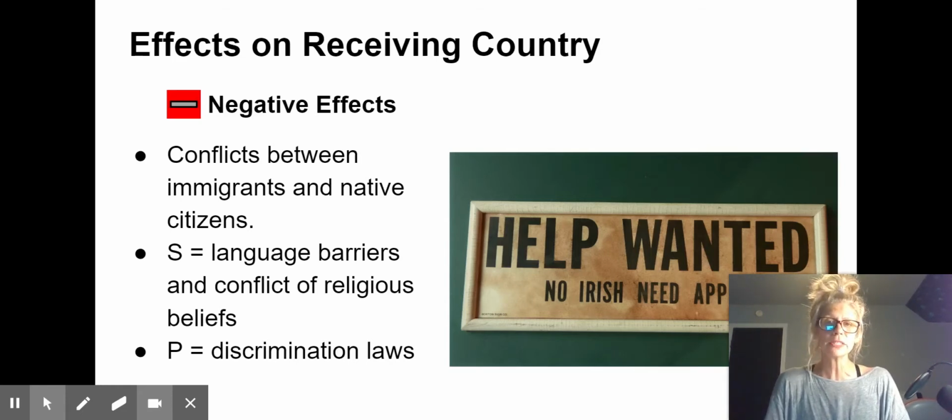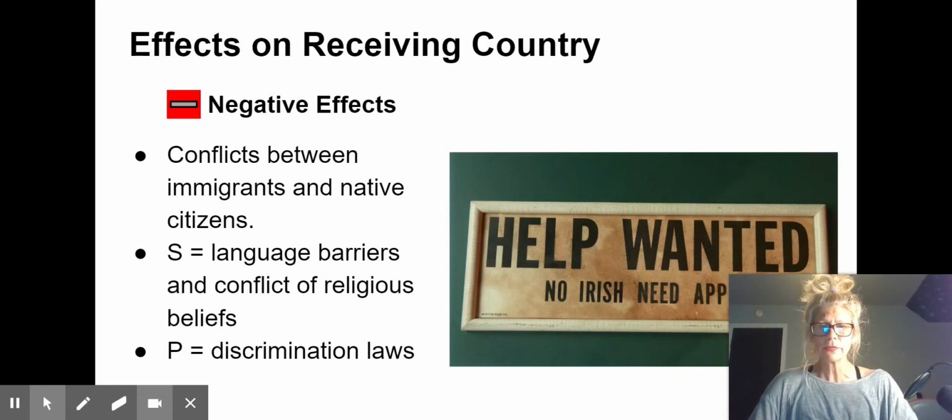So conflicts between immigrants and the native citizens that live there are always going to happen. This has been all the way back to history when immigration began. So a social component that you can list there in your notes is you're going to have language barriers, right? You're going to have even conflict of religious beliefs, okay?